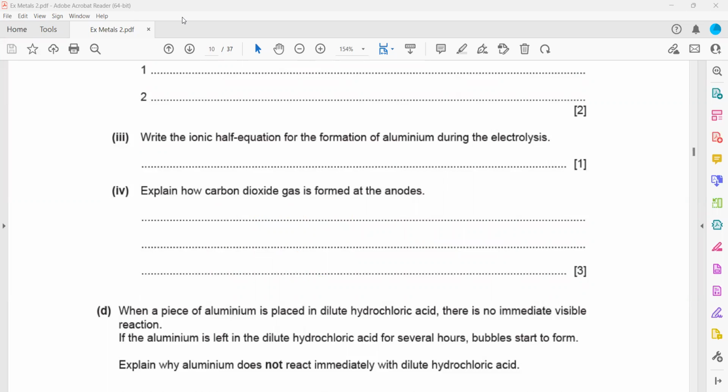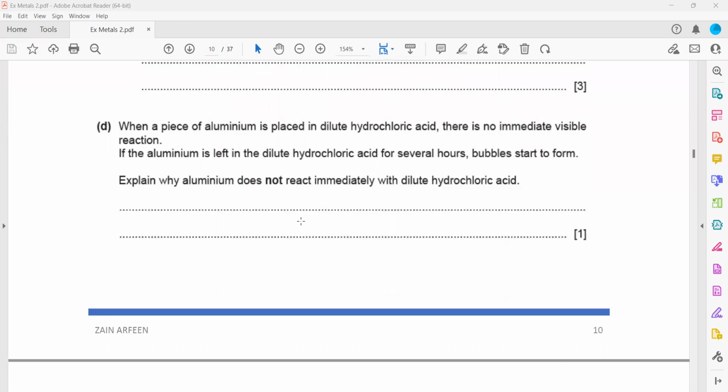Then a piece of aluminium is placed in dilute hydrochloric acid. Like you have a beaker, and this beaker is filled with hydrochloric acid, which is dilute. When you add this piece of aluminium, you find it does not react immediately. There is no visible change. But if we leave this aluminum for several hours, then bubbles start to form.